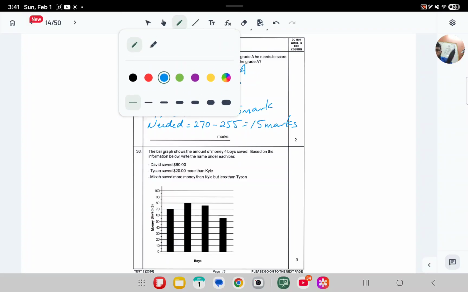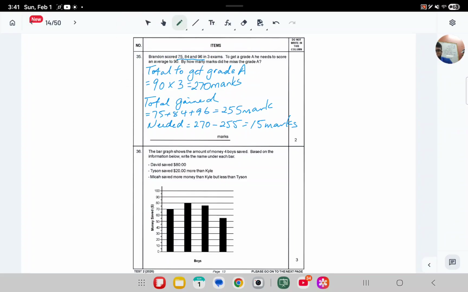Alright, so we'll get 1 mark for the 15 marks and 1 mark for finding out how much he needed for grade A.